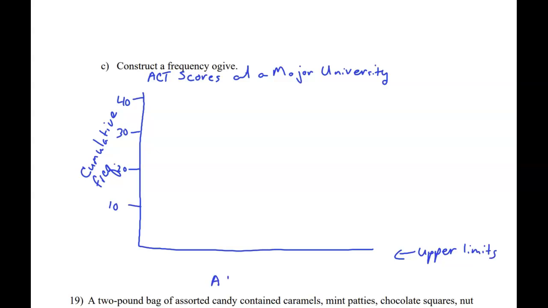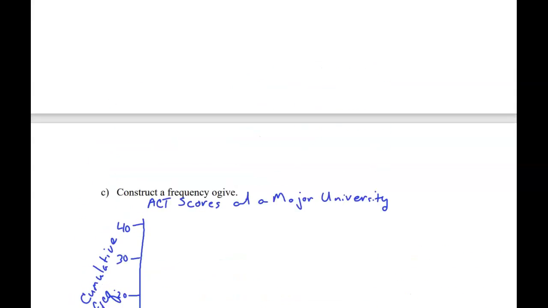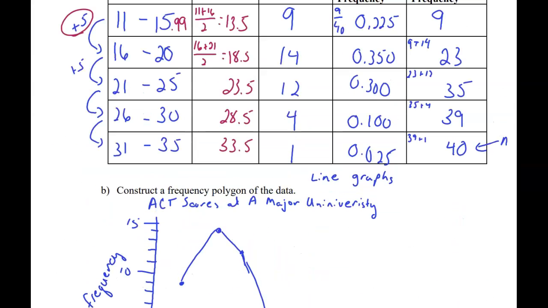We're still going to label this ACT scores down here, because we're still talking about ACT scores. But instead of using the midpoints or the lower limits, we're going to use those upper limits of 15, 20, 25, 30, and 35. And then if you look back up at your chart, these are the values that we're going to use. We're going to use the 9, 23, 35, 39, and 40.